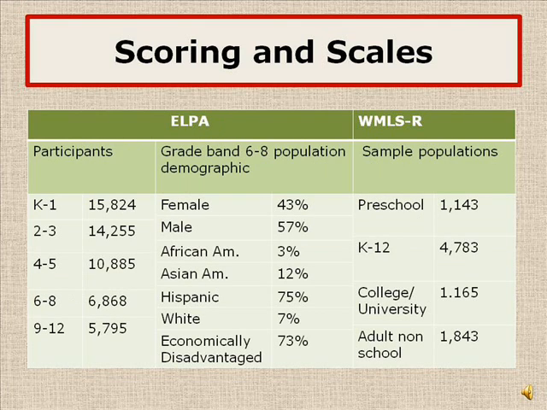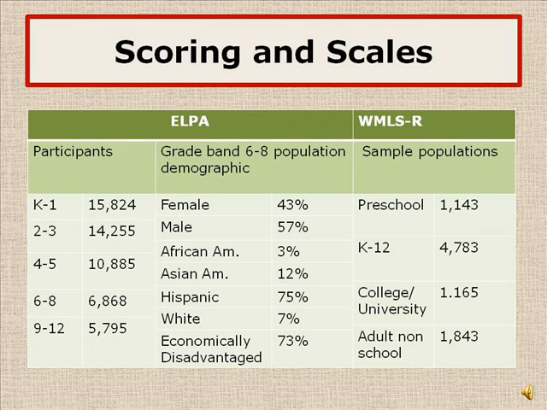Now, looking back at the norming information for the ELPA and Woodcock-Munoz, looking at the ELPA, we have the grade bands for the test, the participant grade bands, that first column. And then I selected one of those grade bands to look a little more detailed at the demographic data. Things to note here are the 75% for Hispanic participants and the 73% for economically disadvantaged participants across that range of categories there, and also the difference between female and male participants.